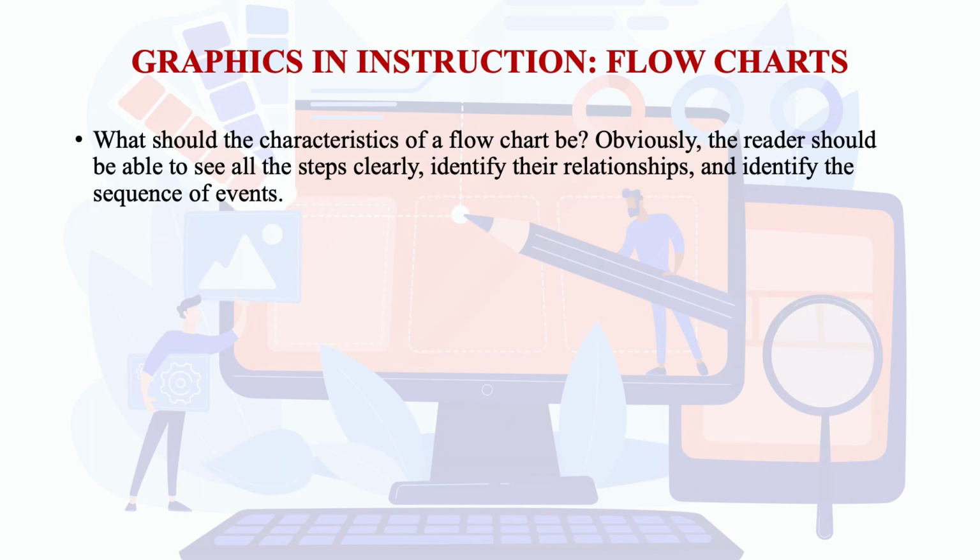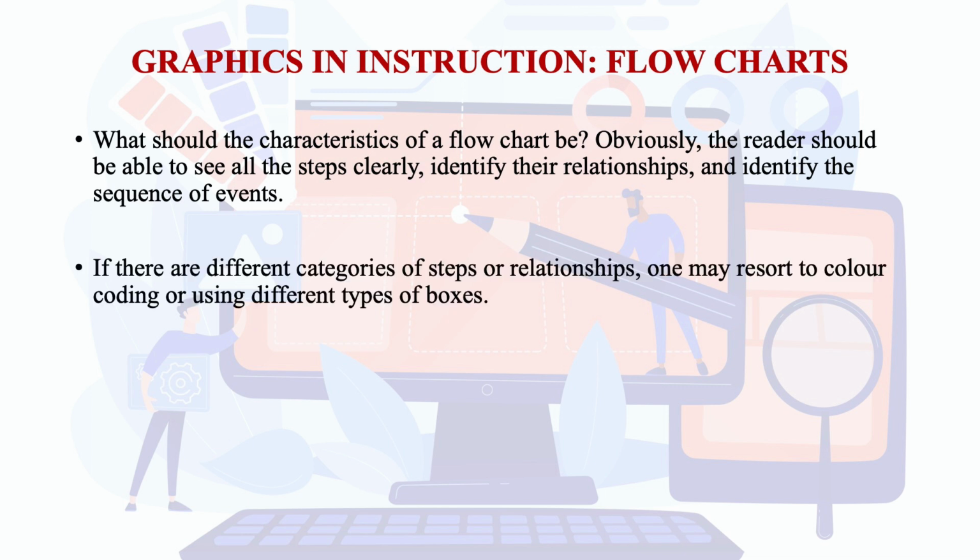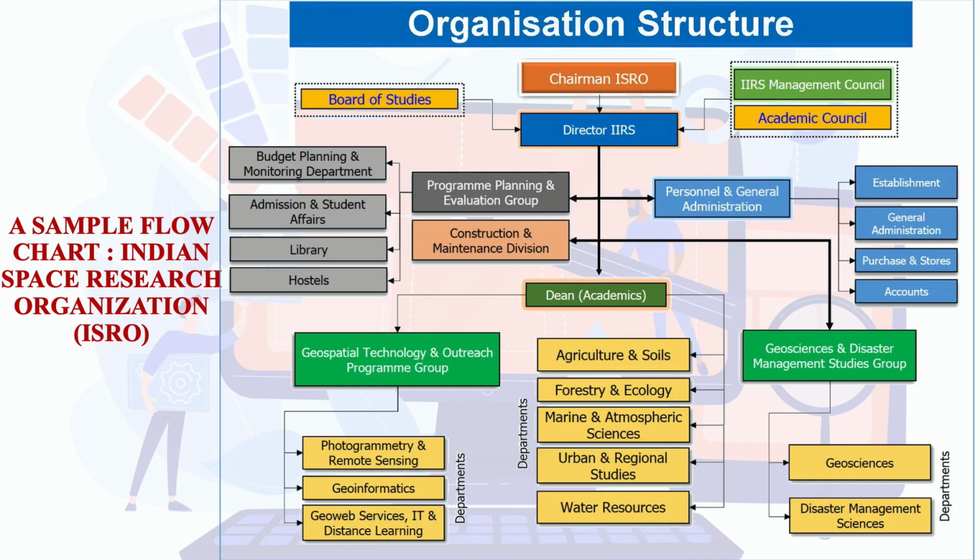What should the characteristics of the flowchart be? Obviously, the reader should be able to see all steps clearly, identify the relationship, and identify the sequence of the events. If there are different categories of steps or relationships, one may resort to color coding or using different types of boxes. What you can see is one of the sample flowcharts.